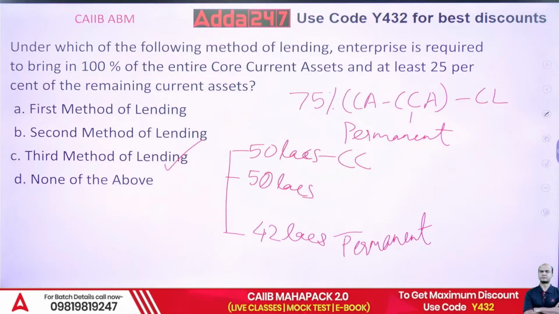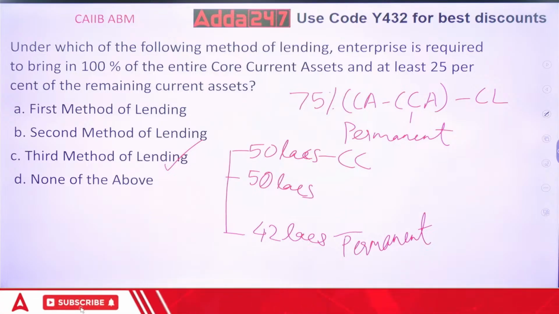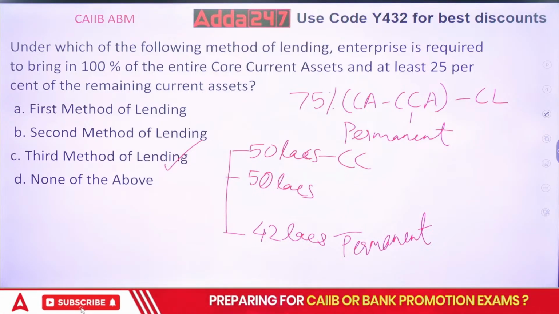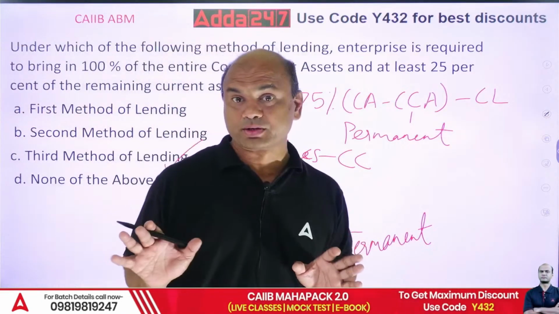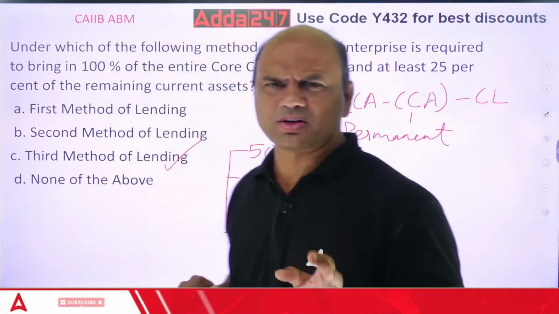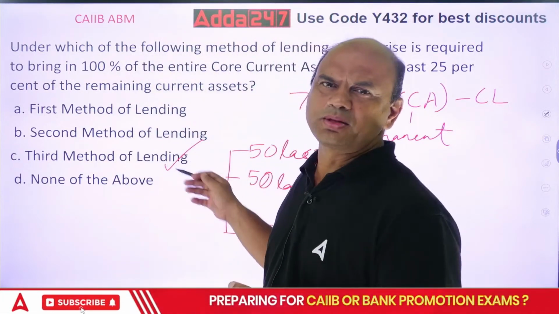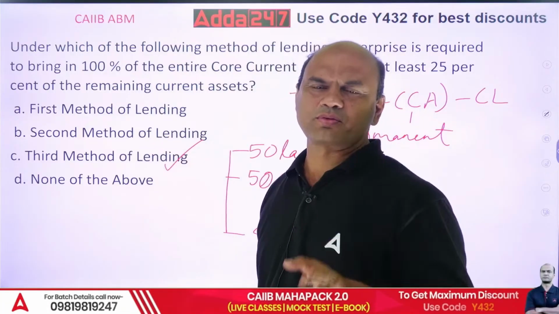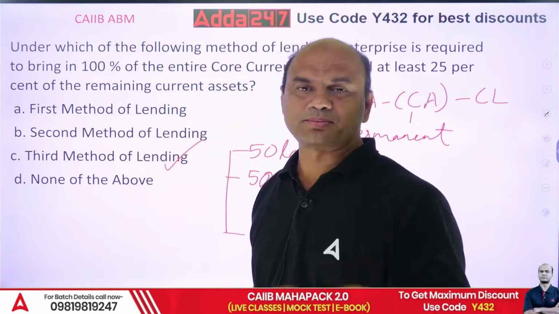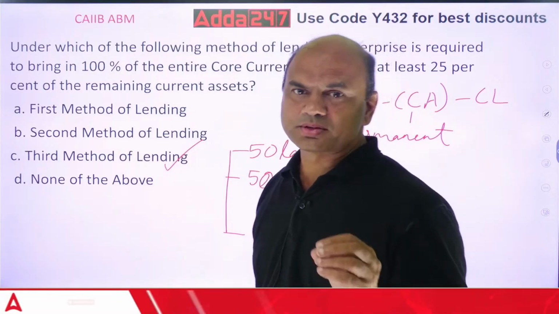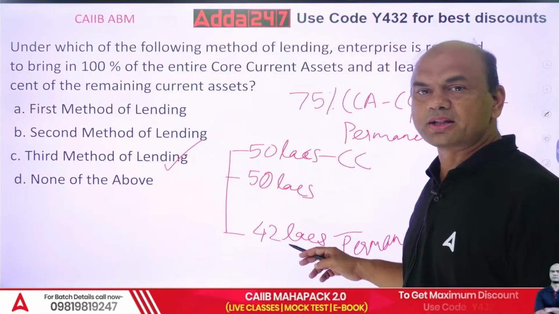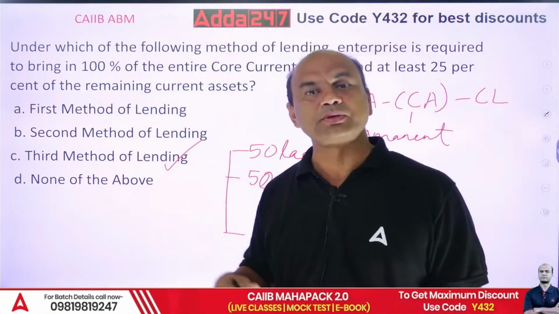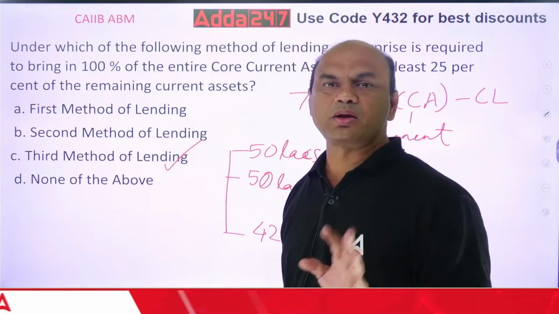Some banks give some other logic to this. You need to understand this core current assets as a CAIIB student. If you are not in JAIIB, just writing the formula and giving the answers is not the logic required. You need to understand the concept. Because out of 50 lakhs, if I tell this customer to bring 42 lakhs, 100%, this customer won't come to me at all.